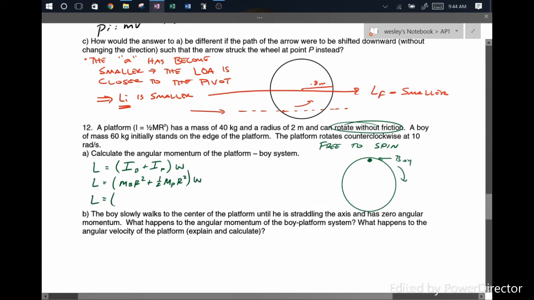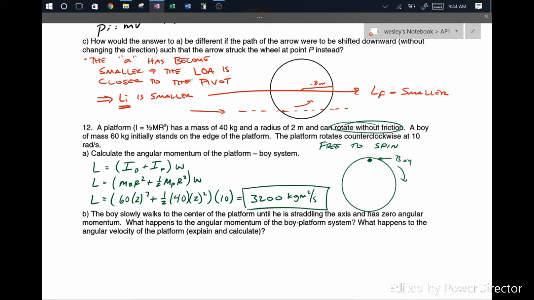So now we can plug all those numbers in. The mass of the buoy is 60, so 60 times 2 squared, plus 1/2 times the mass of the platform, 40, times the platform's radius, 2 squared, times omega, which is 10. Put all that in there, and we get 3,200 kilogram meters squared per second. That is the initial angular momentum of our system.